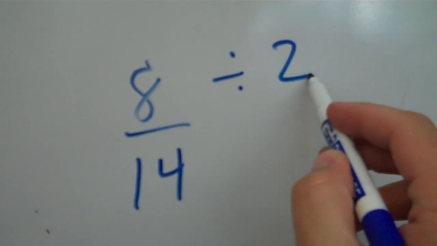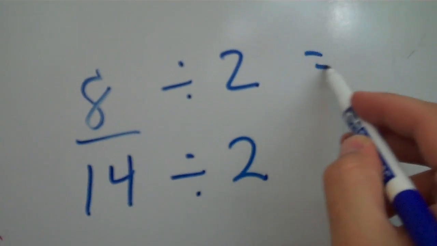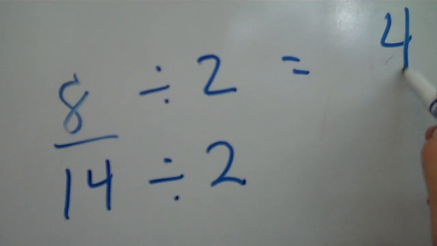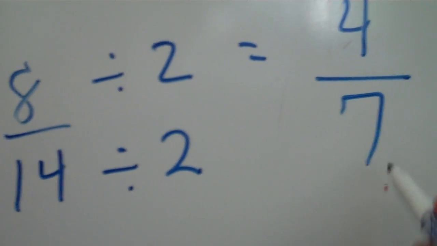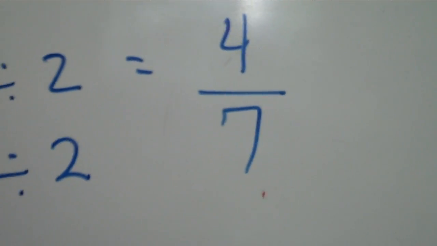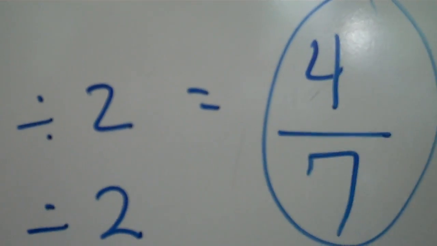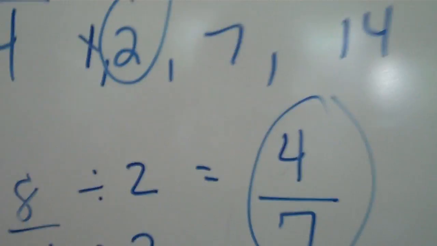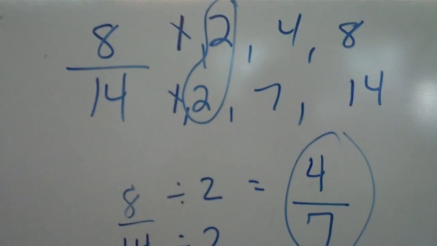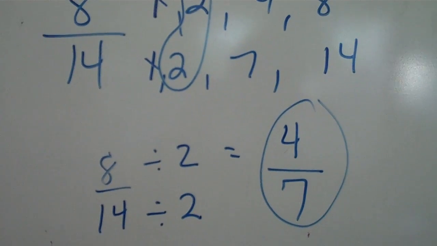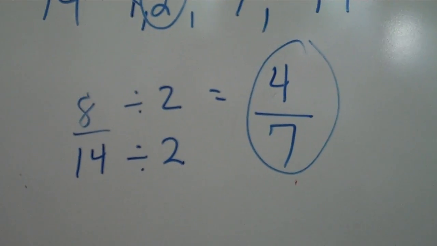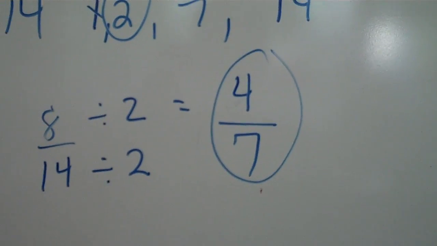So we have 8/14. We have 8 divided by 2, 14 divided by 2. 8 divided by 2 equals 4. 14 divided by 2 equals 7. So 4/7 is the reduced version of 8/14. 4/7 is 8/14 in its simplest or lowest form. Let's do one more just to make sure we've got it.